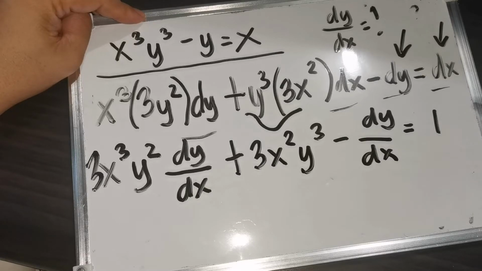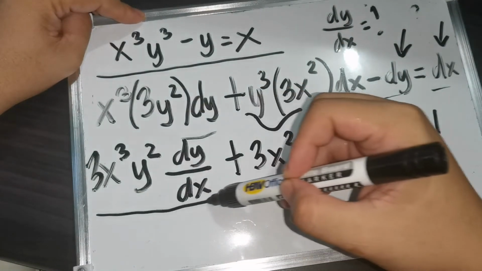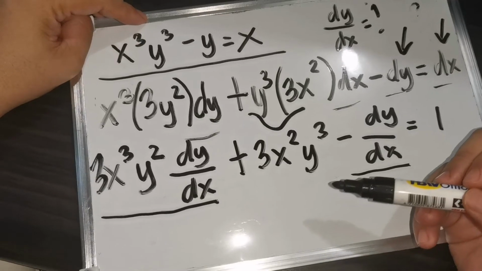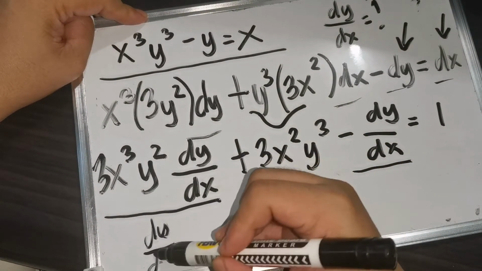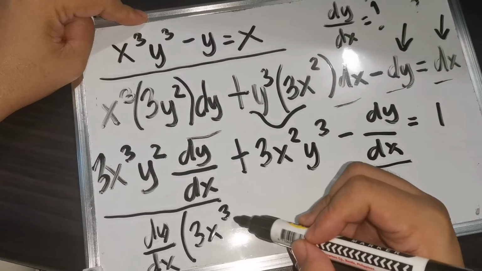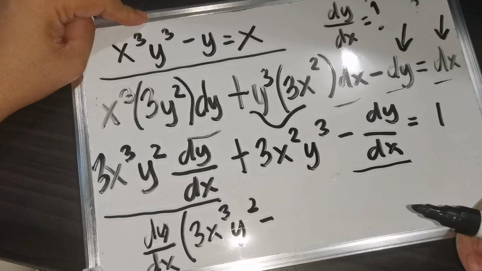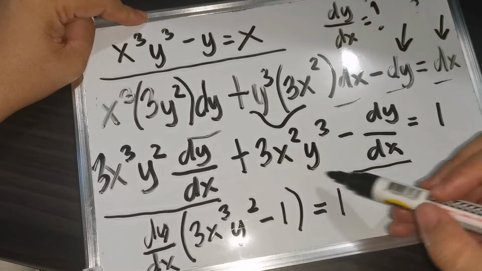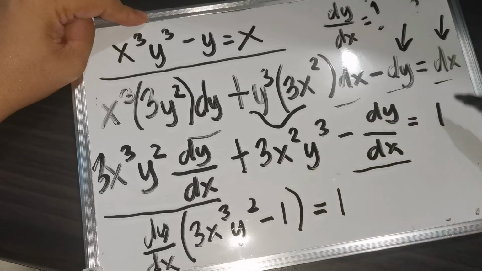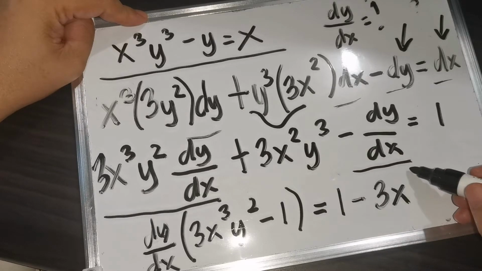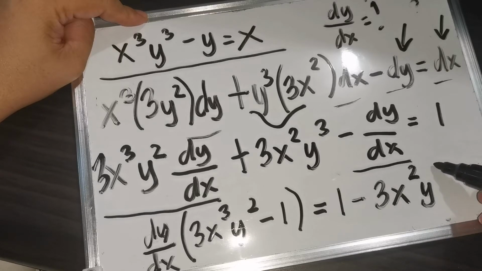Now, if you try to look at the first term and third term here, we can combine this one, so we can factor out dy over dx. So now, your dy over dx multiplied by 3x cubed y squared minus 1 is equal to, you copy your 1 here. So we transfer this 3x squared y cubed to the other side of the equation. From positive to negative, going to the other side of the equation, so that will be equal to negative 3x squared y cubed.